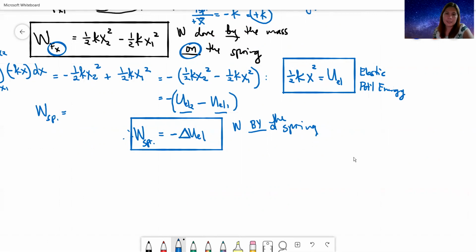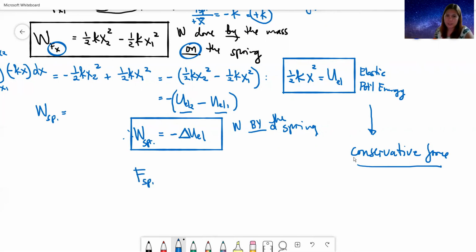Okay? Malalaman natin later na itong si elastic potential energy is only possible for conservative forces. Pag ang force hindi conservative, wala kang ma-store na elastic potential energy. And spring force is an example of a conservative force. Another conservative force is gravity, equal to the weight, so F grav. Also another conservative force.